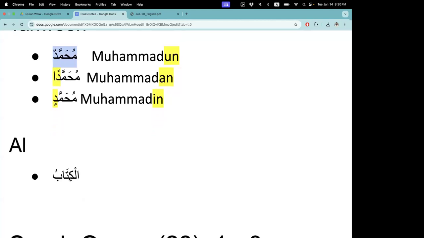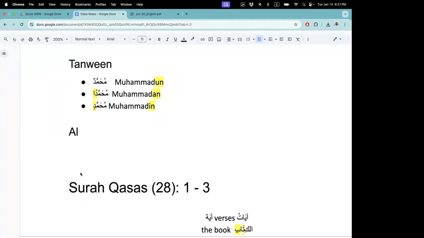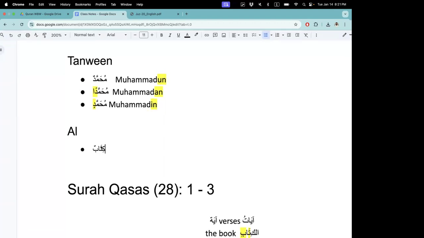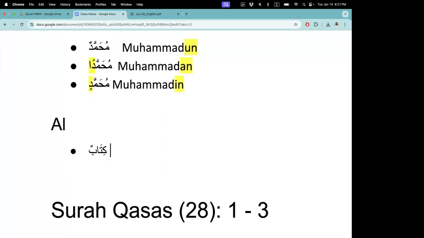Now, if I was to take the word kitabun, the word is kitabun. Let me write this here properly. Where to go? Oh, it ran away to the side. Hold on. All right, there we go. Kitabun. Kitabun means what? It means a book.